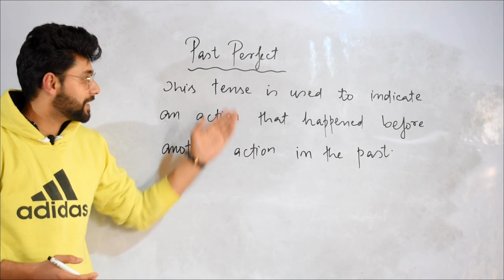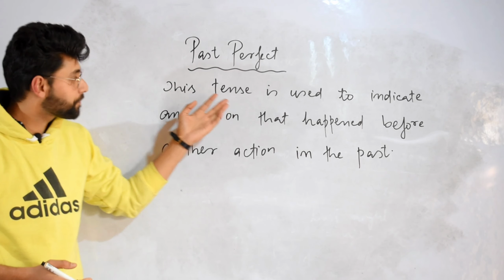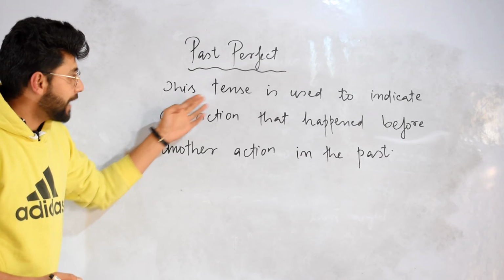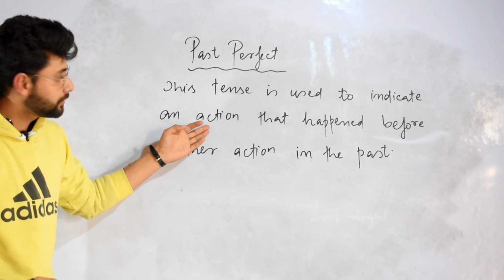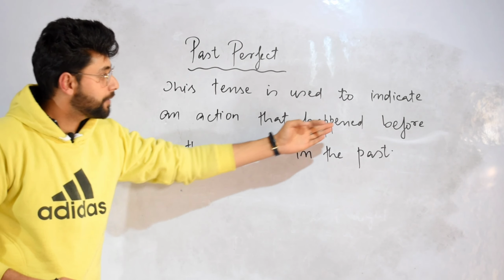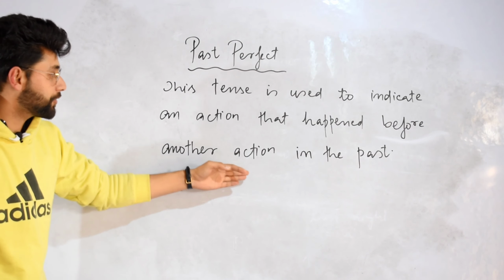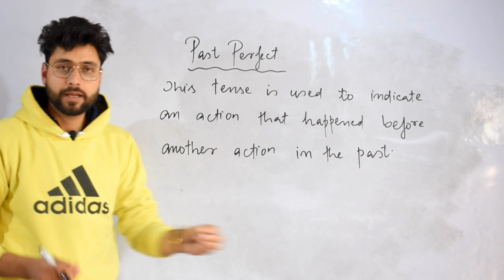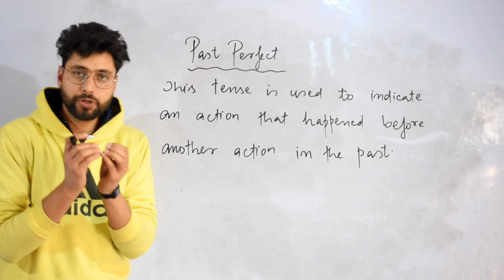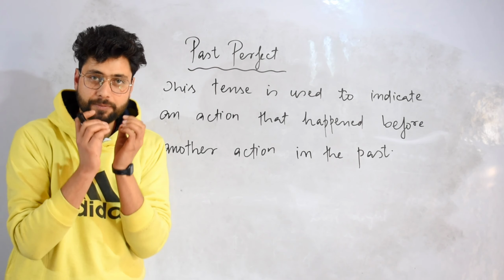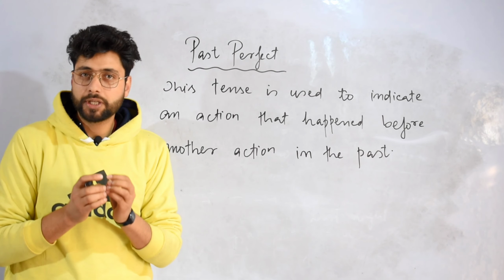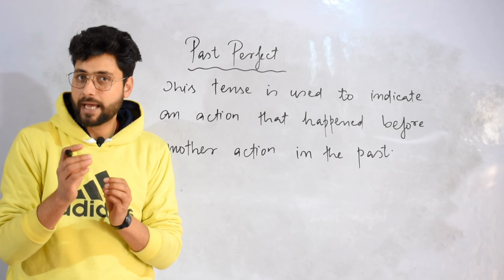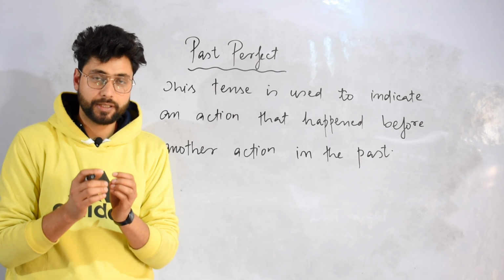As usual, we are going to start with the definition. Past perfect tense is used to indicate an action that happened before another action in the past. Remember, we are talking about past here, specifically about past. So any action we will be talking about in this video is past action. You have to remember this.